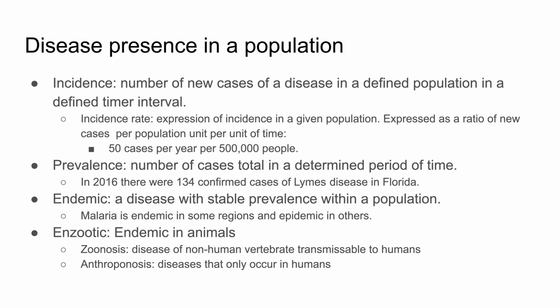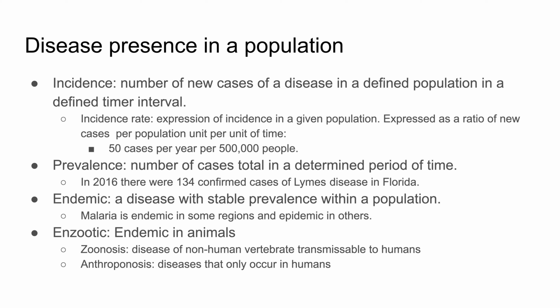Prevalence is the total number of cases in a determined period of time. So in this case, in 2016, there were 134 confirmed cases of Lyme's disease. That does not necessarily mean that in 2016, 134 people contracted Lyme's disease. It just means that we know at that point in time in the Florida population, there are 134 cases. Some may have gotten it before 2016.